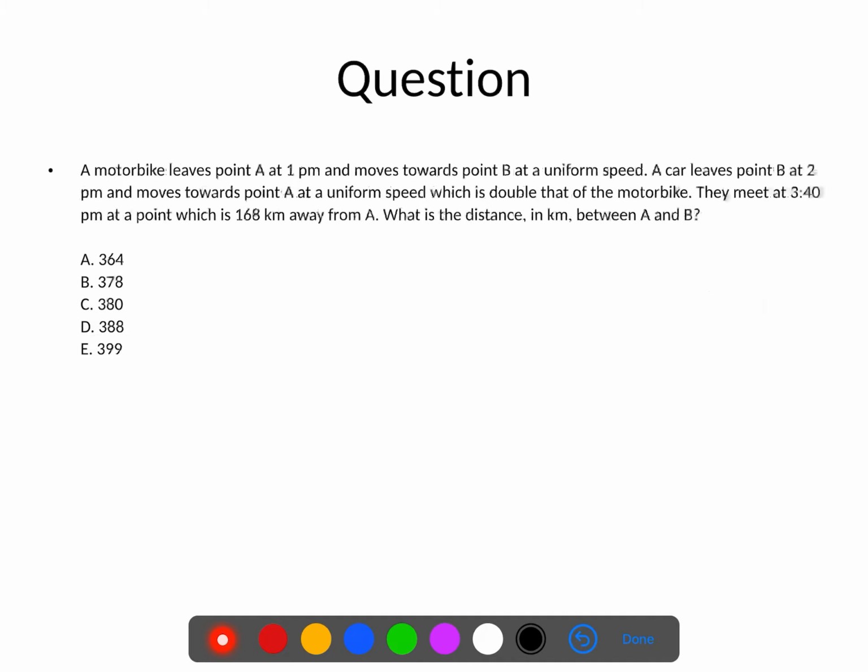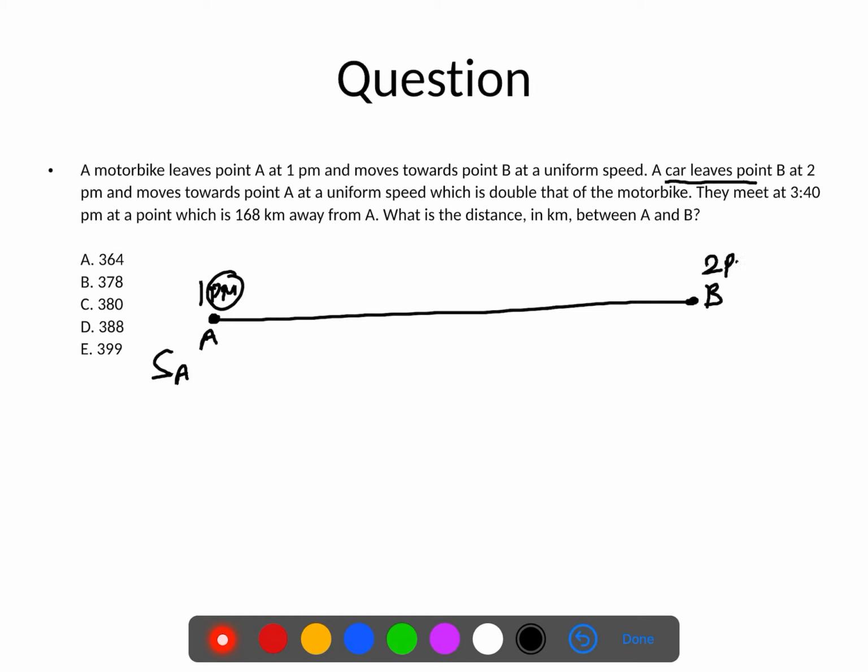Let's take another question. A motorbike leaves from point A. Let's say this is point A, it leaves at 1 p.m. Let's say the speed is SA. Then it moves towards point B. Let's say this is point B. There's a car which leaves at 2 p.m. And its speed is double, twice of SA.